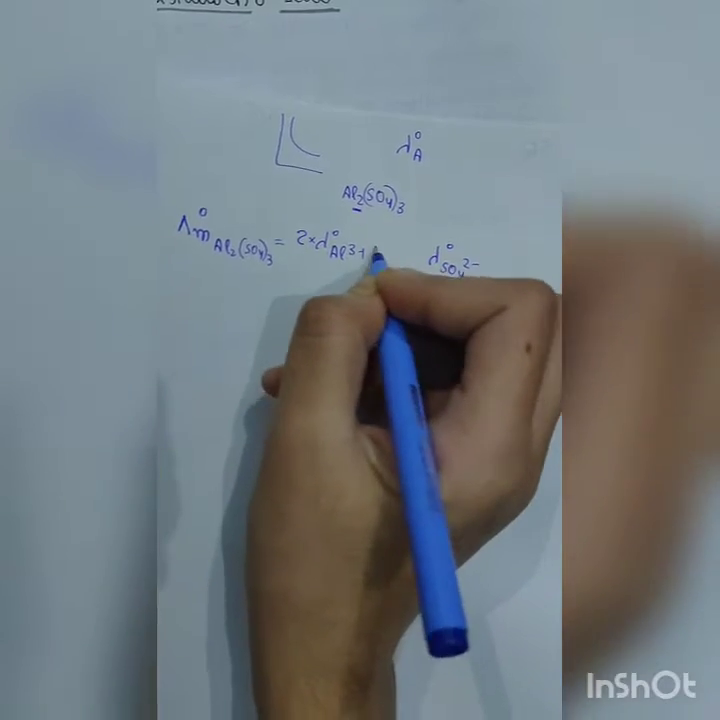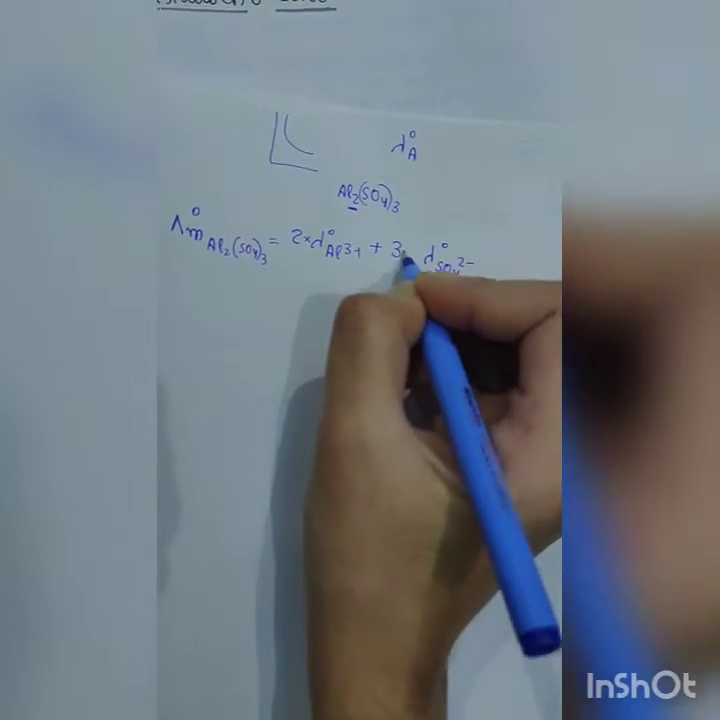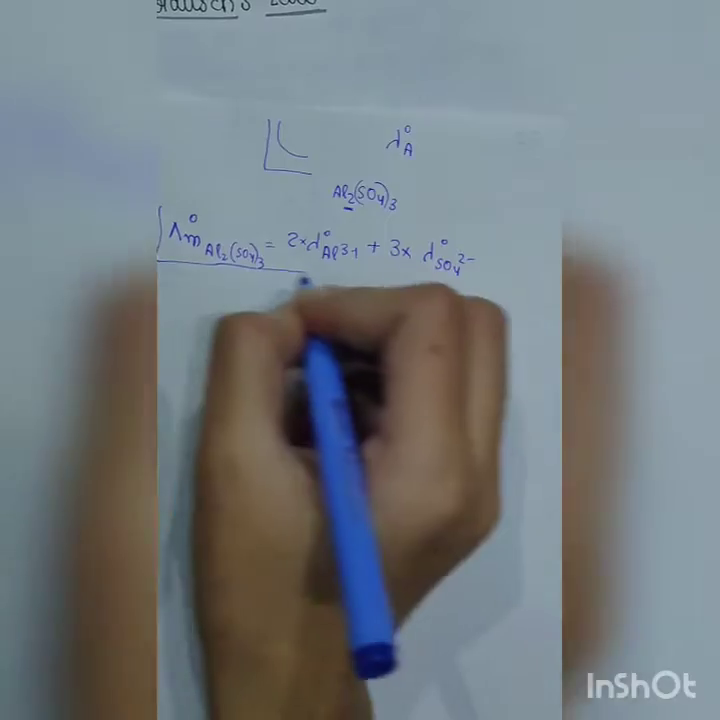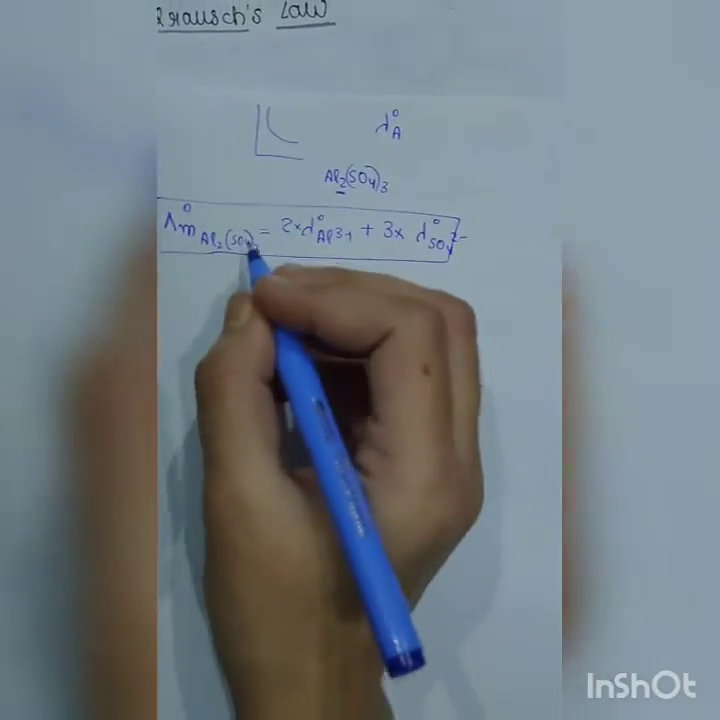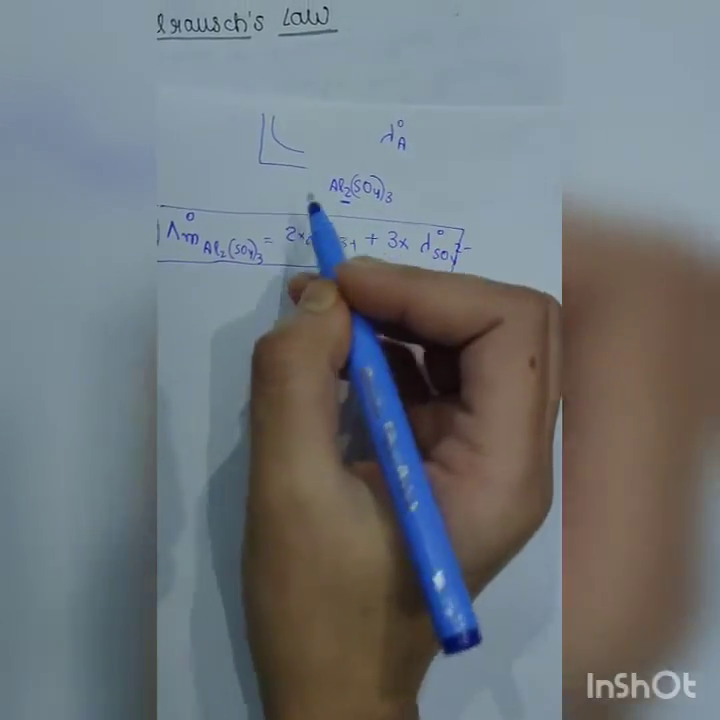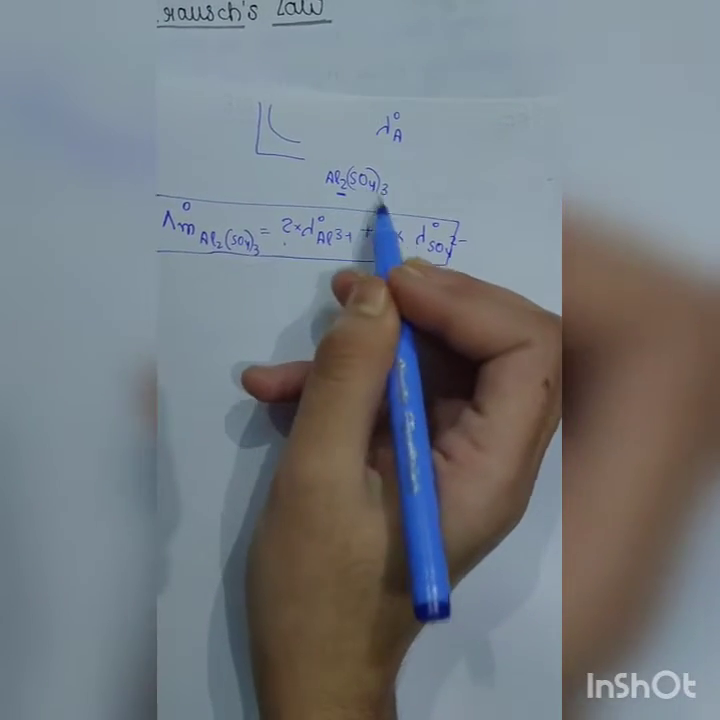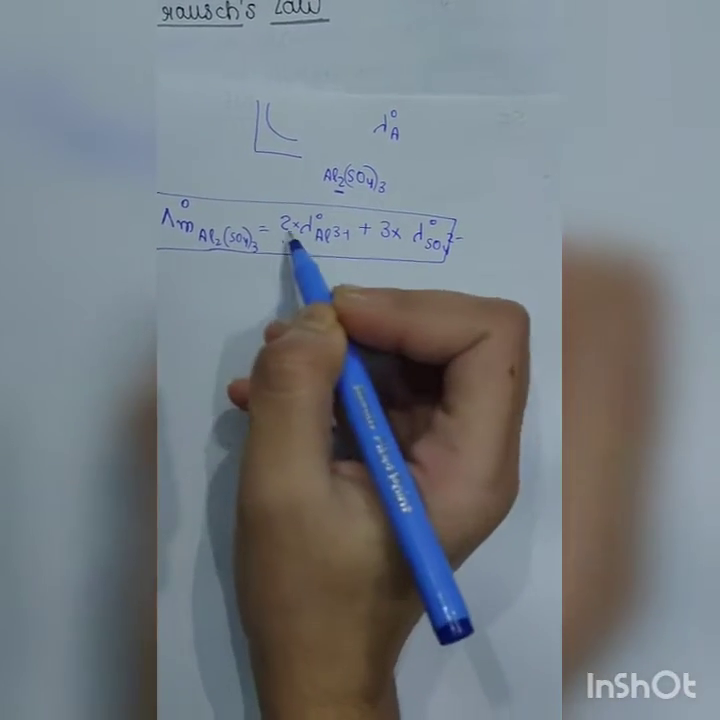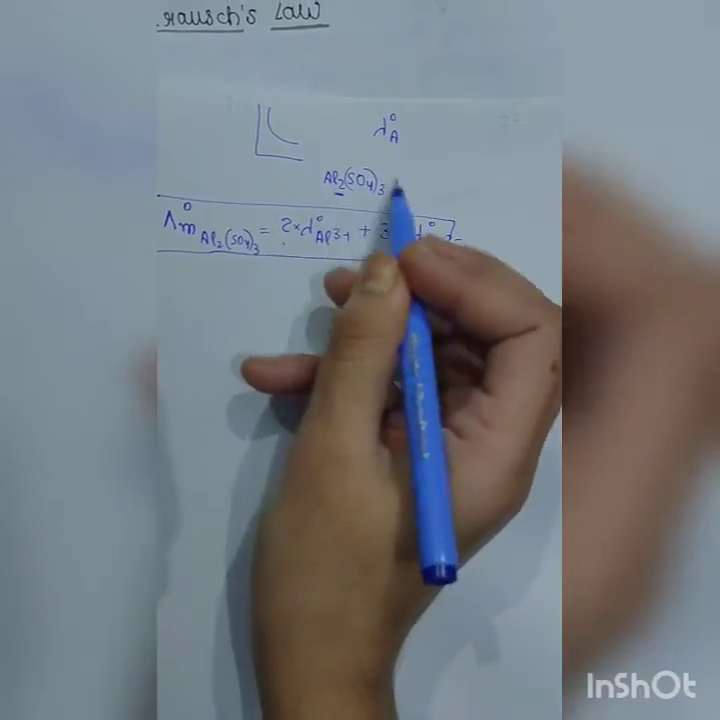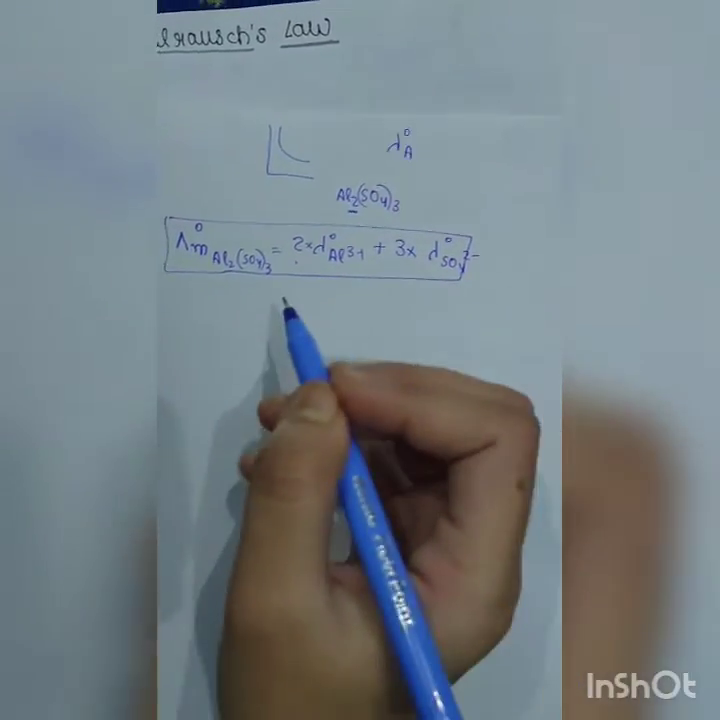2 ions है तो 2 की molar conductivity, 3 ions है सल्फेट की तो 3 की limiting molar conductivity. इसके बराबर होगा total limiting molar conductivity of electrolyte, which is sum of limiting ionic conductivity of cation and limiting ionic conductivity of anion multiplied by number of ions present in the electrolyte. So this was Kohlrausch's law.